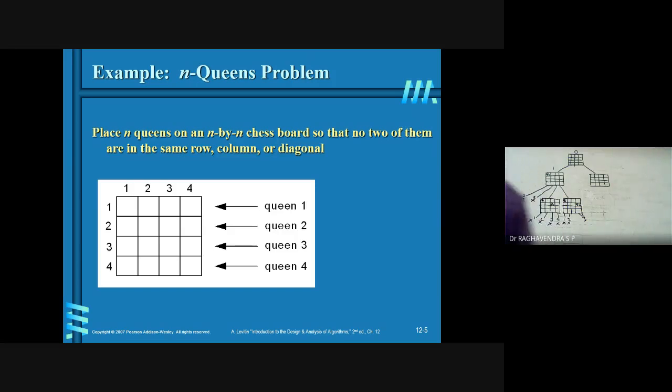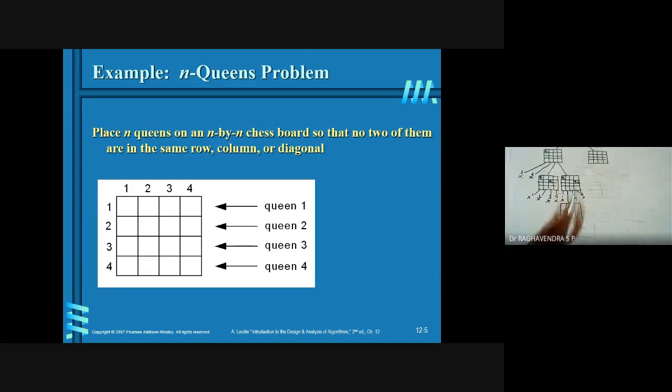Next I am going to prune this. Once you prune this, this second row is possible. The third row is not possible. So the second row I am going to prune now. Q1 is here, so there is no clash with respect to Q2. I have to insert Queen 3 and Queen 4 now.